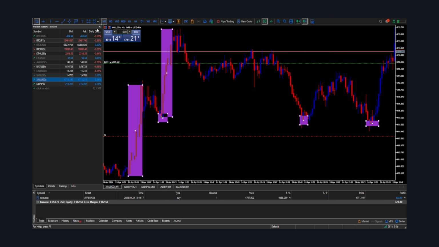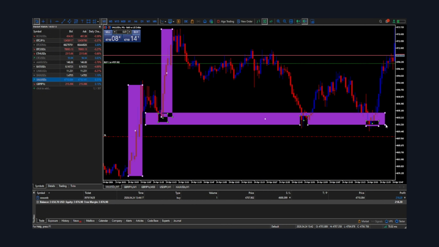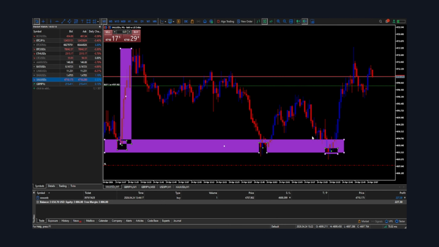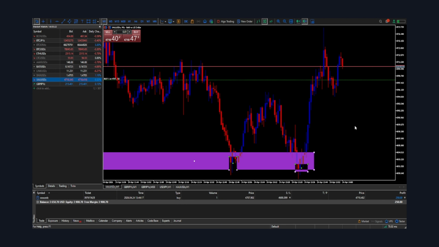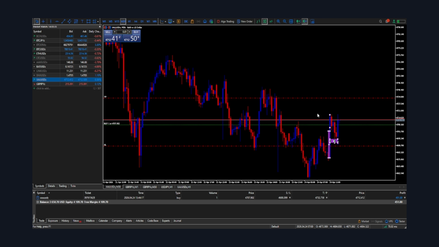So this zone here is giving us our area of confluence. Okay, so buyers are setting off from this zone here. So we're taking our buy around this zone here. Then our take profit is going to be, we're going to hold this trade up to this level of resistance here. That would be our take profit.